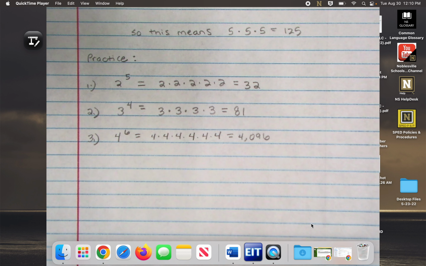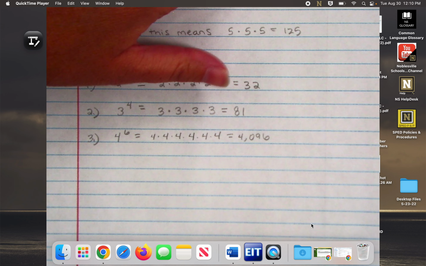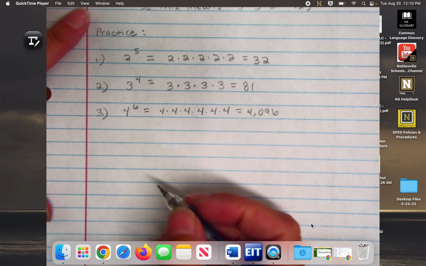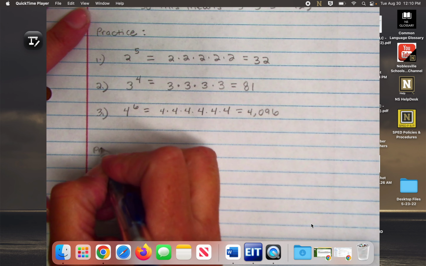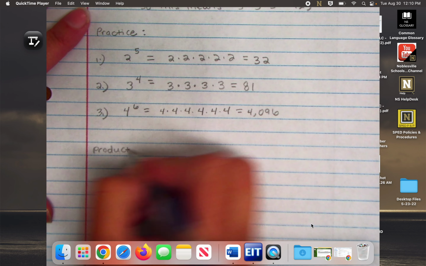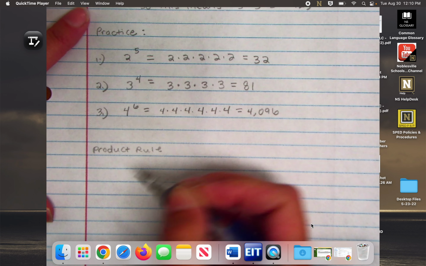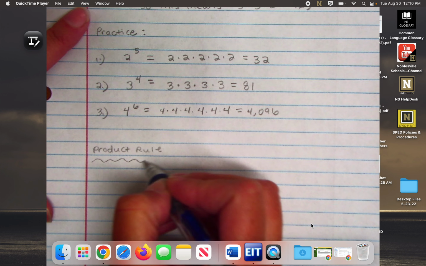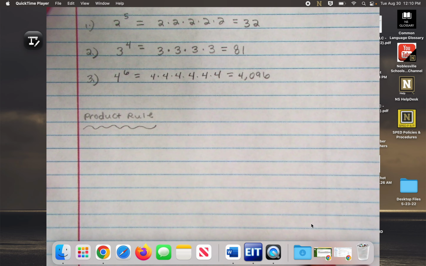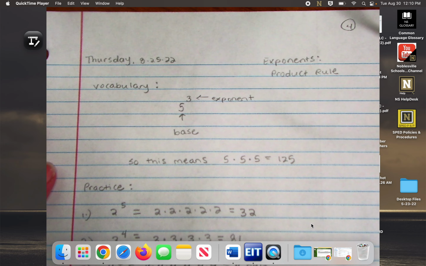And then today we're going to actually talk about, well, what is that product rule? That is actually the title of our lesson. So let's go ahead and write out the definition. Product rule. We're just adding it on to our notes from last Thursday. Right? So we started this up here.